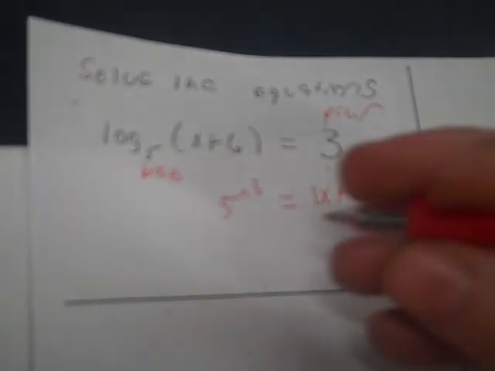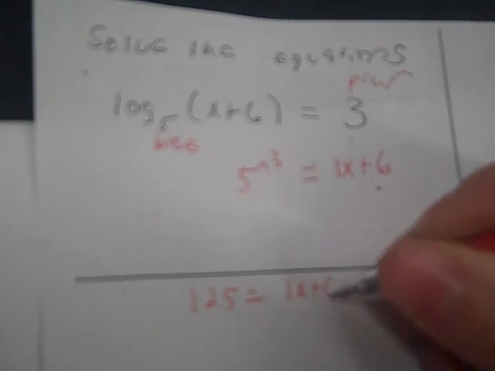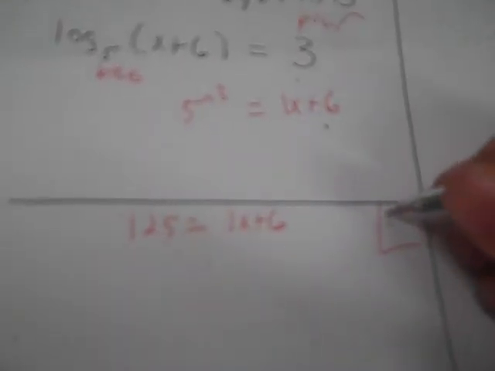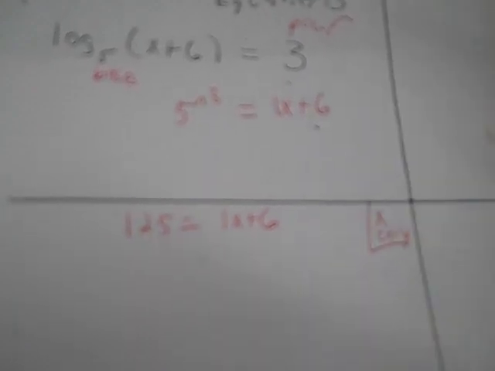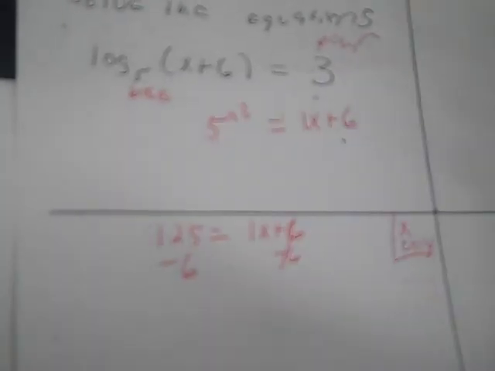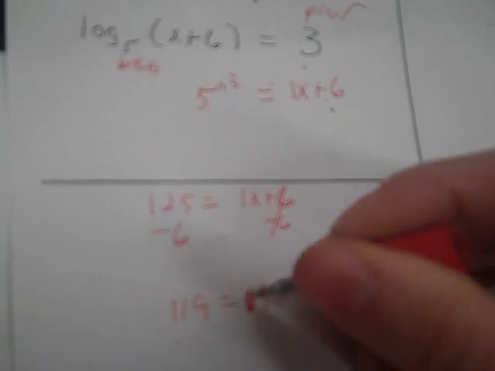My x is not in the power, so I don't circle it and split it, because I can easily find 5 to the third. It's 125. Now when you solve this equation, you have just regular x only. So just get it by itself. So minus 6, so 119 equals 1x. Don't need to divide by 1.